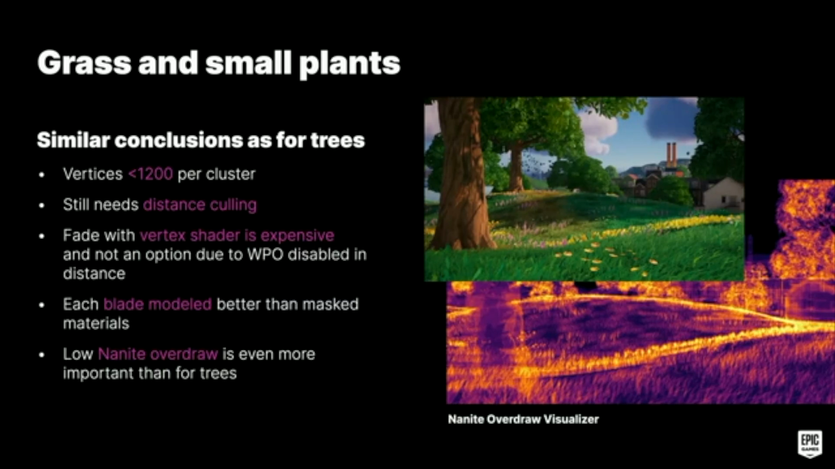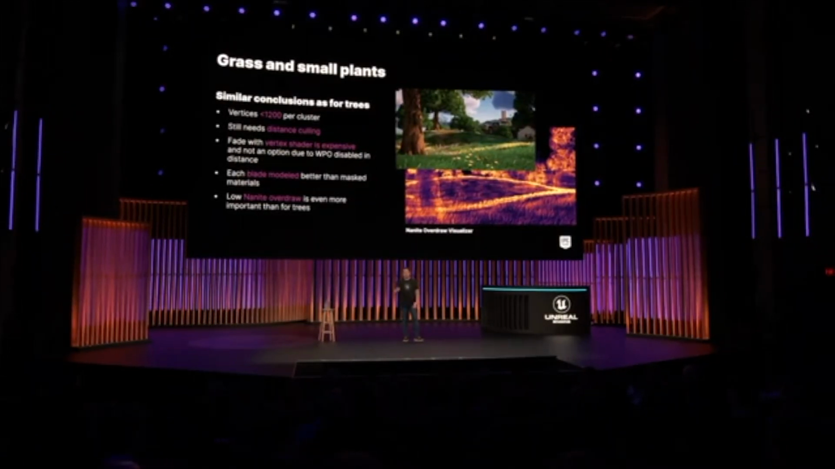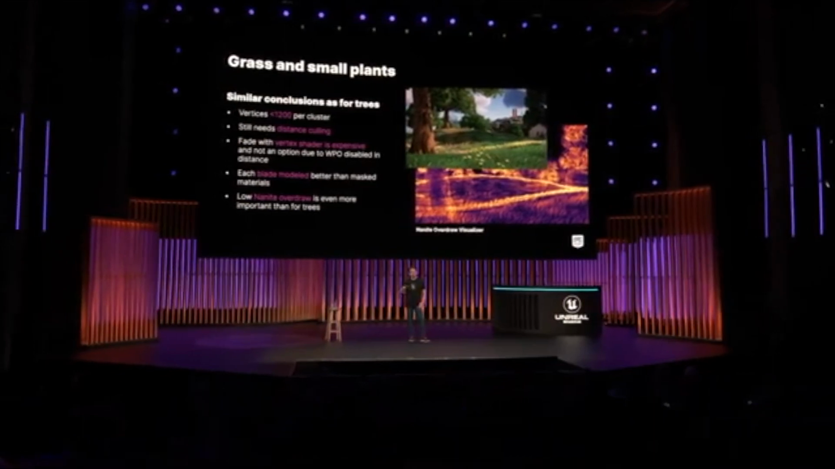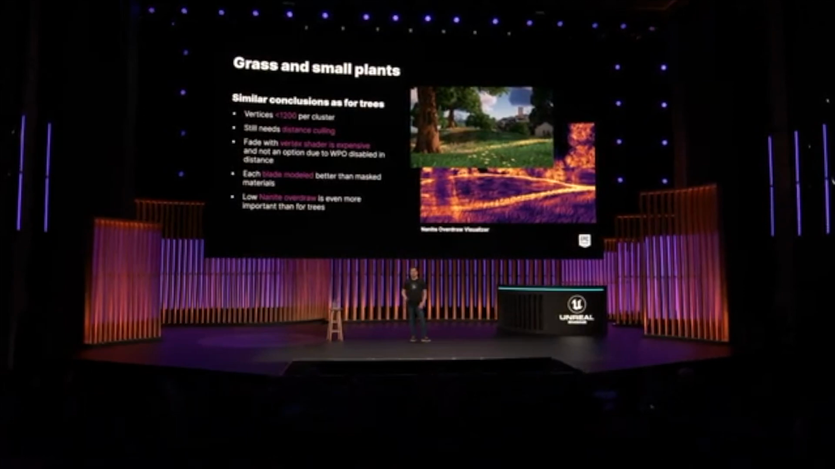Each blade modeled is again way faster than any cards with masked materials. And low nanite overdraw is even more important than for the trees. As you can see in the overdraw visualizer, when you have rolling hills of grass, it adds up very quickly with the nanite overdraw.